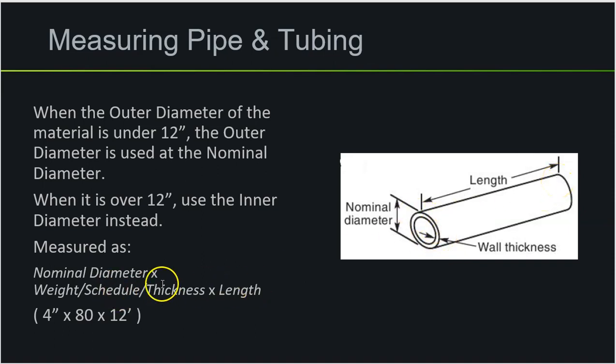I will say for schedule charts, there are schedule charts that you can find out there that will give you the nominal diameter for pipe, also the schedule size, and all sorts of that information. But I'm not going to include it here because it would take up a few slides. But it's something that you can just find with a quick Google search.